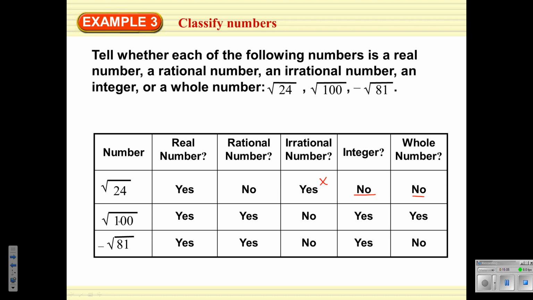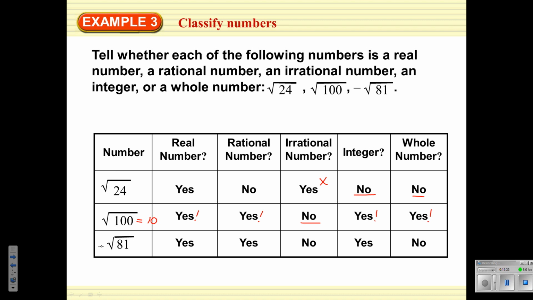All right, the square root of 100, well, that's a perfect square. It equals 10, so it's definitely real. It's definitely rational because 10 is rational. It cannot be irrational because it is rational. And it definitely is an integer. It's 10. And it's a whole number because it's positive. Integers, remember, can be positive or negative, no fractions. Whole numbers are only the positive numbers with no fractions.